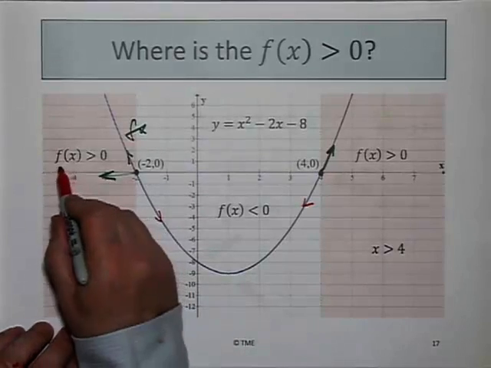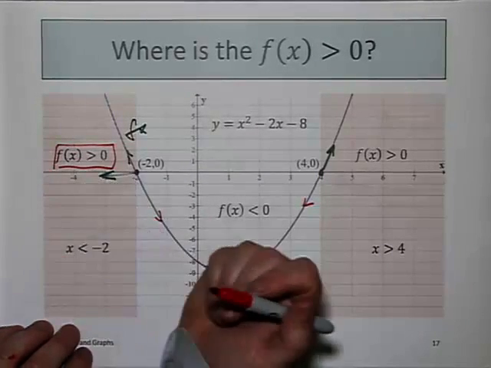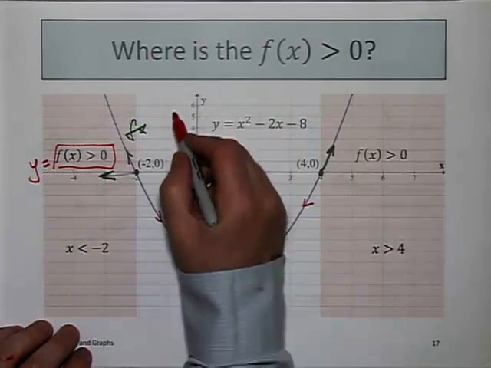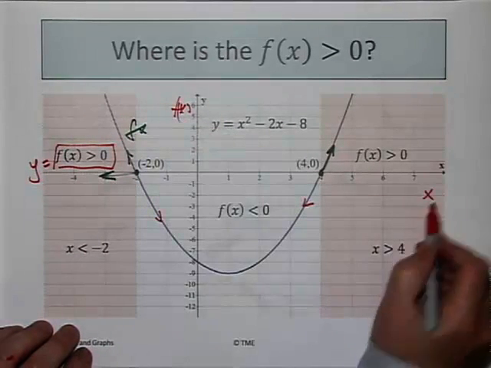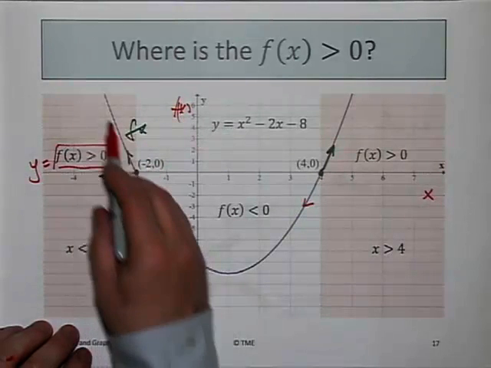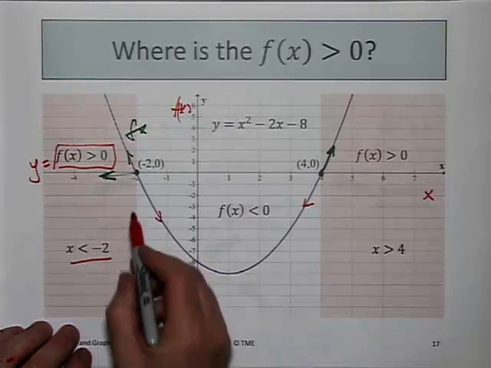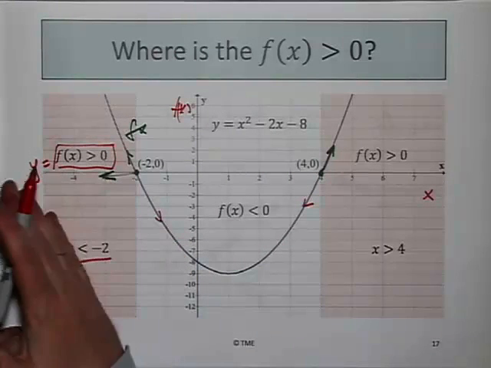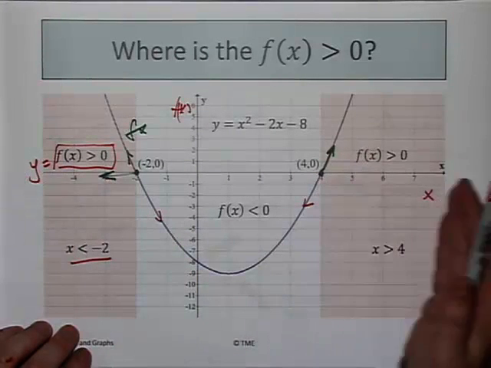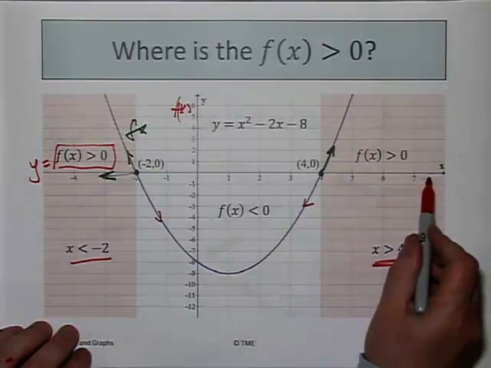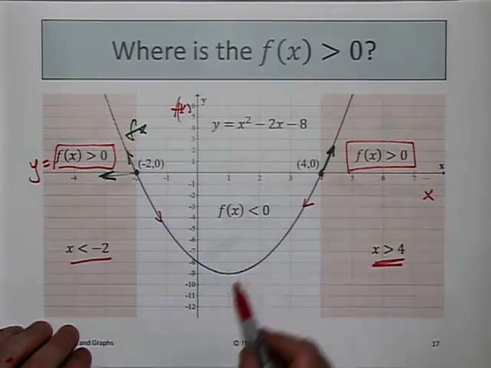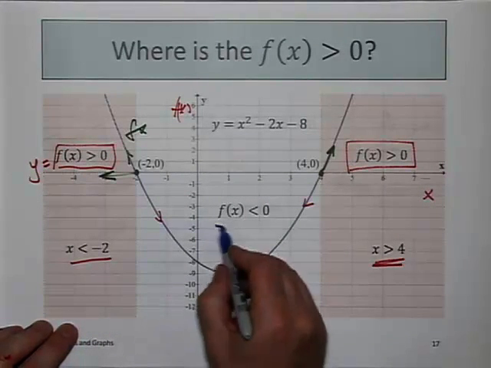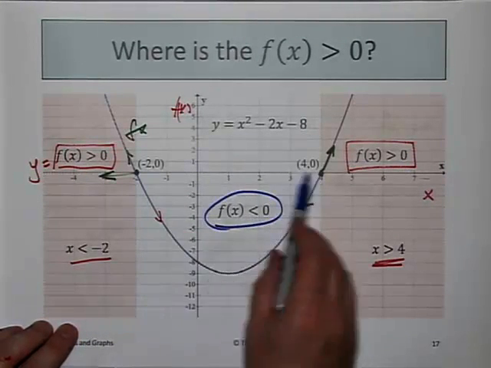So what they're saying is that f(x), really we mean y, because we only have two variables, y or f(x), and x. f(x) is greater than 0 whenever x is less than minus 2. So below minus 2, we're sorted. Also above 4, when x is above 4, f(x) is greater than 0. And between the two, the negative side, we've got f(x) is less than 0 in this space here.